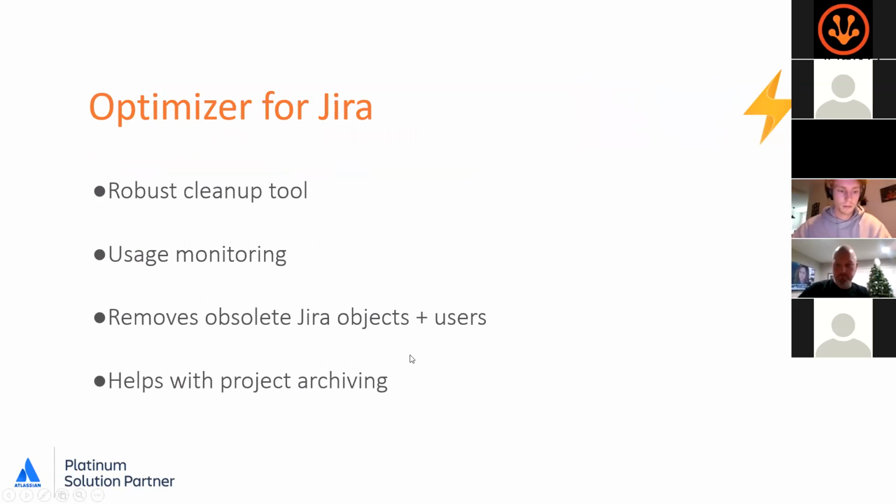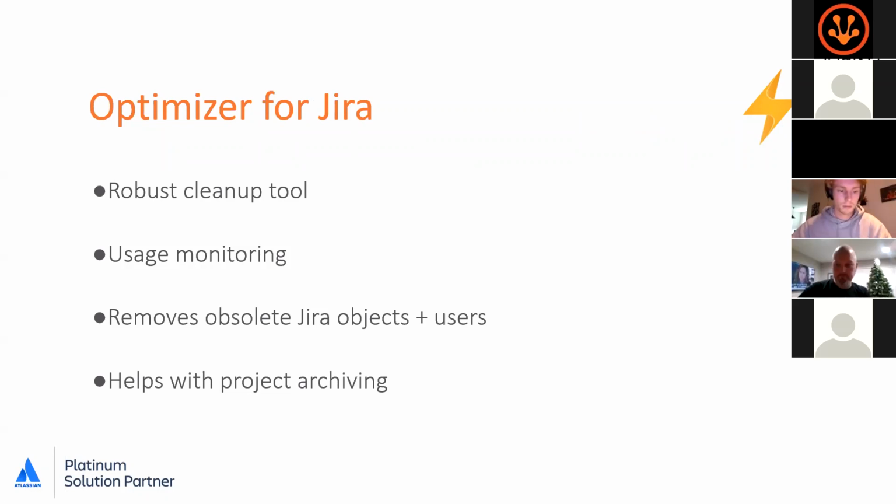Optimizer for Jira is also a very interesting cleanup tool. It's mainly used to clean up unused Jira objects like issue types, workflows, screens. It's really good if, so there was this question about how do I find out which issue types are used, right? So what Optimizer for Jira does is that it creates a list of statuses or issue types or workflows or schemes based on their usage.